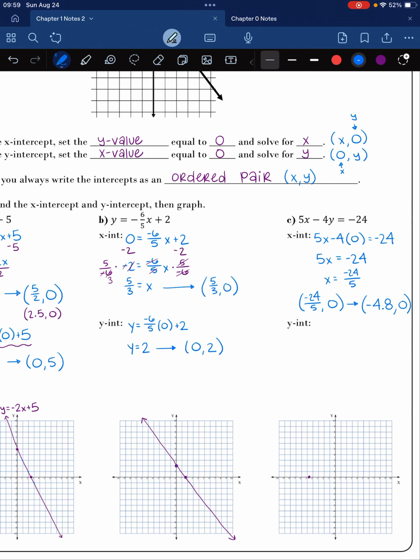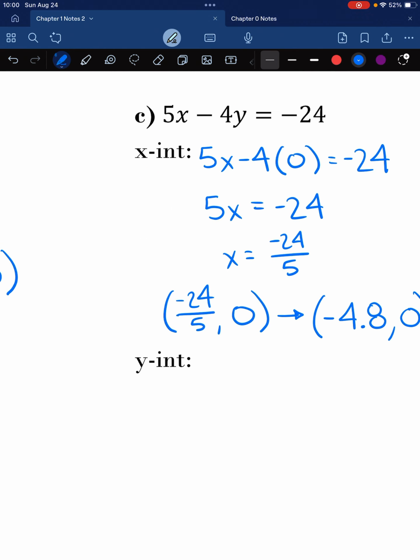And now we can do our work for the y-intercept. So y-intercept, I'm going to set the x value equal to 0. This one's going to turn out much nicer, huh?